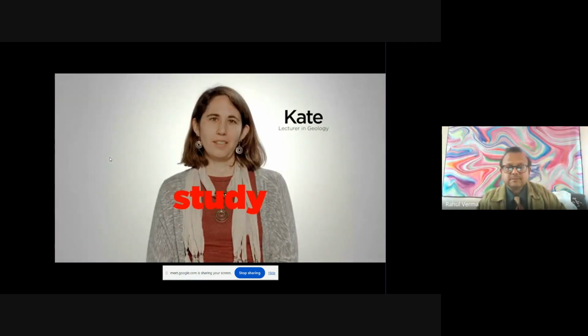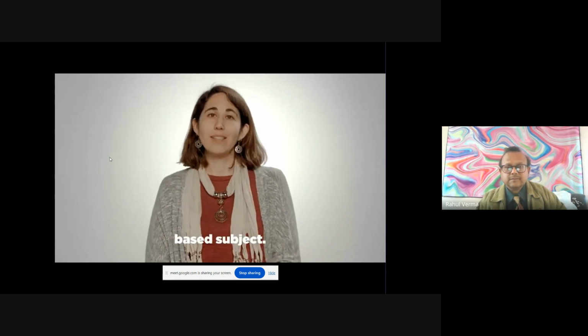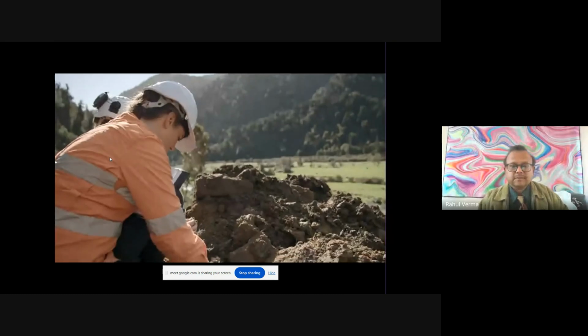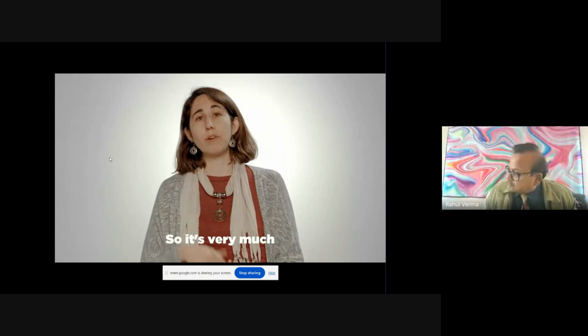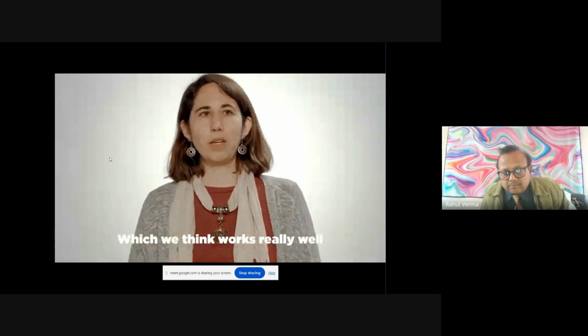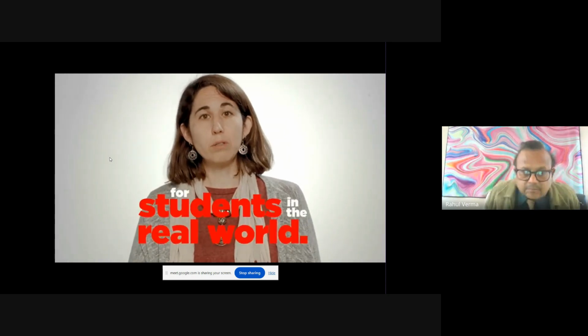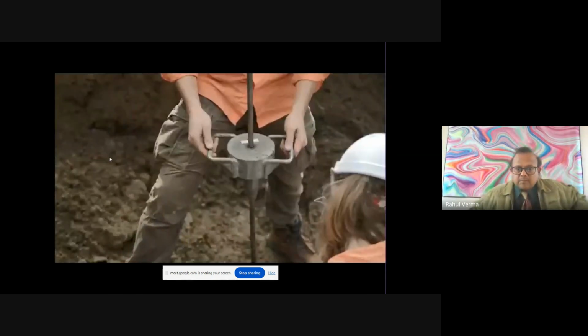Geology is the study of planet Earth. It's a really outdoor-based subject. The real world is our laboratory. We get students to work together all the time. So it's very much community-led learning rather than individual, which we think works really well for students in the real world, particularly as part of a team that they would do in their job in the workplace.